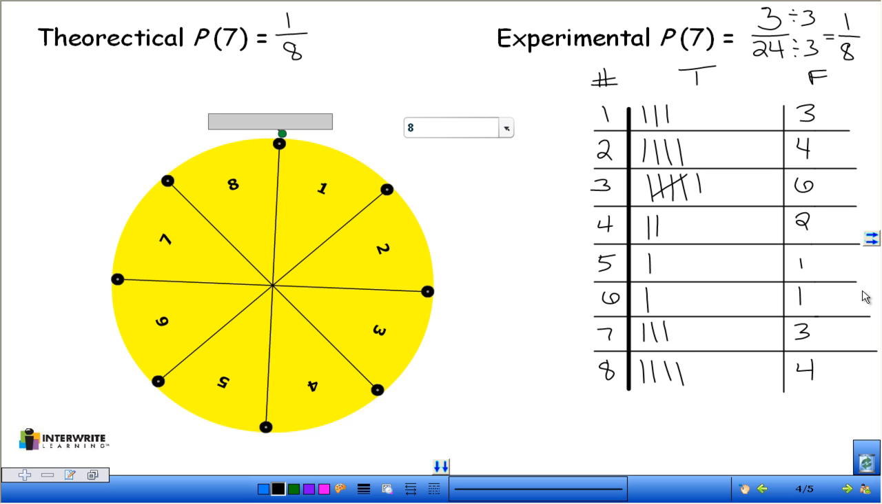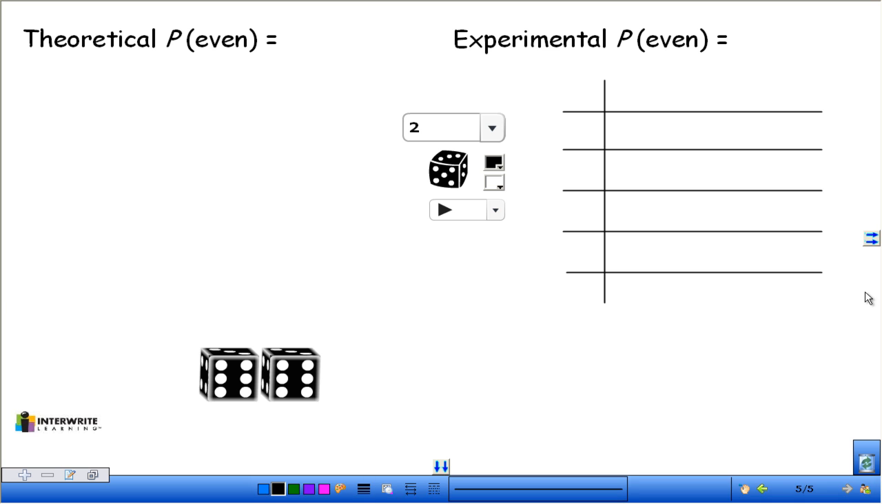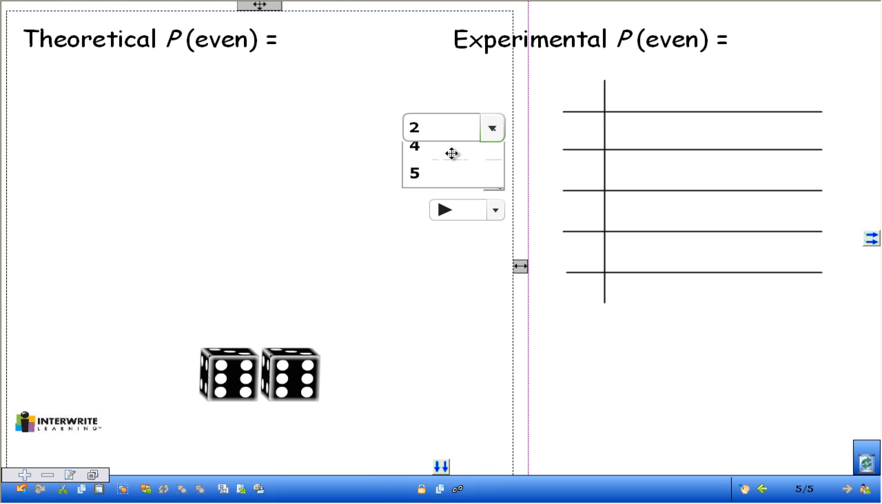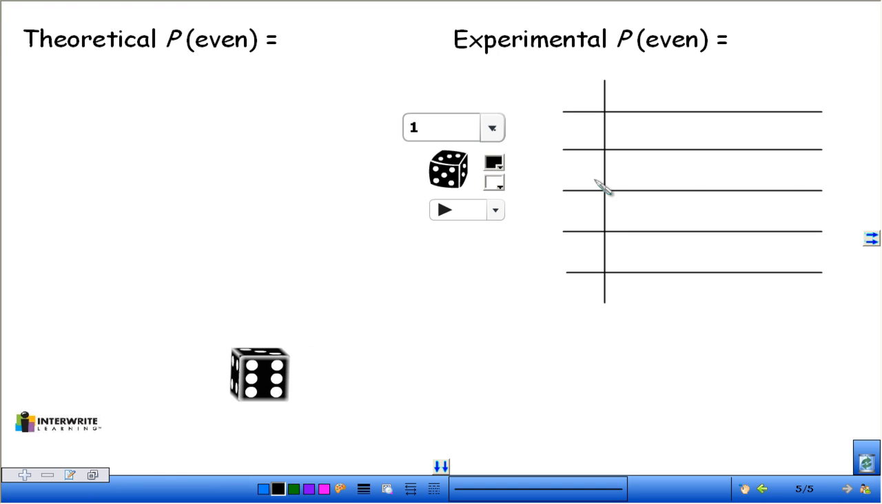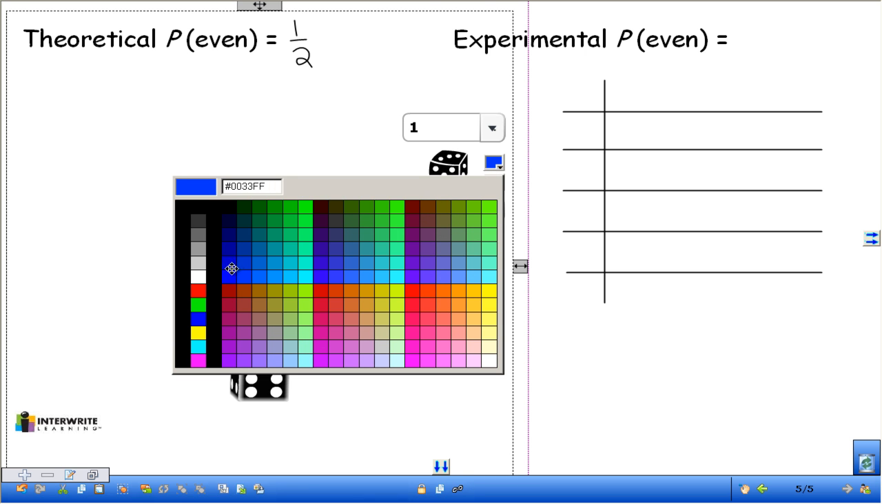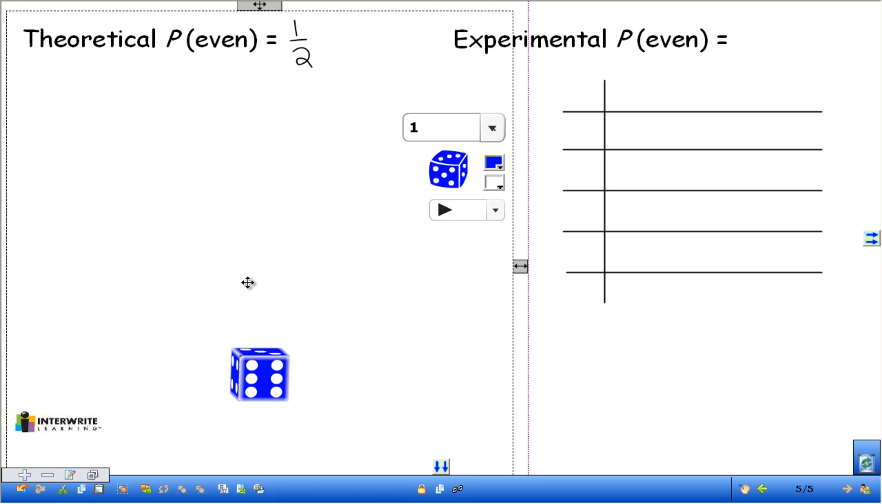I have another one for you guys. It's with dice. So we're going to do it a little bit differently for this one. I'm going to change it to 1 die though. So if I have 1 die, what is the theoretical probability of rolling an even number? William? 1/2. So it's 3/6 or 1/2. And yes, I can change the color.